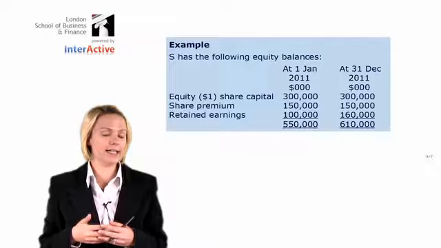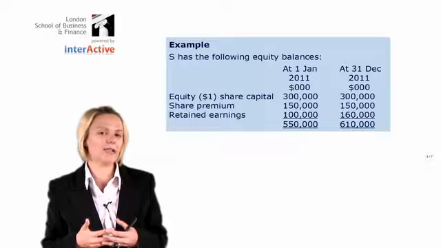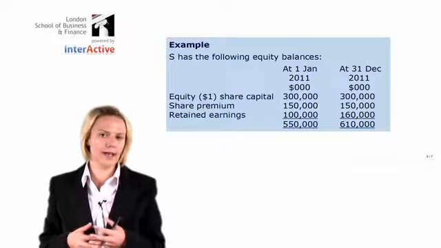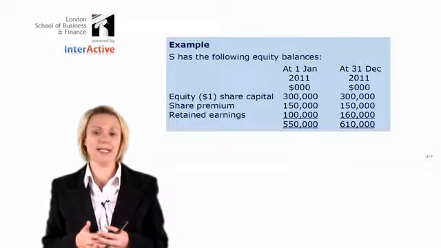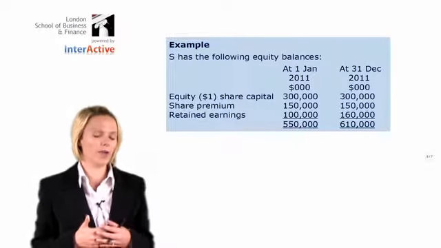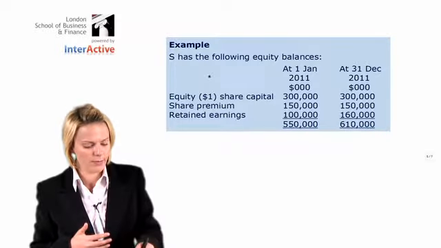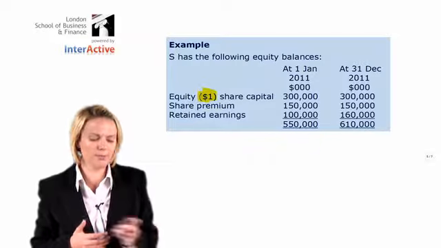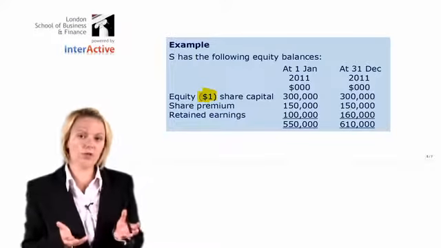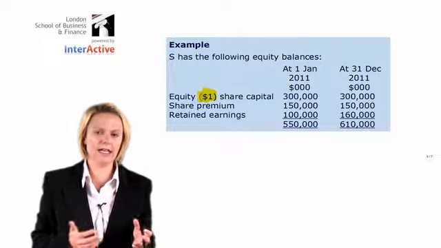So now let's take a look at an example where we need to think about fair values when we're thinking about calculating subsidiary goodwill. So, S has the following equity balances. At the 1st of January 2011 and at the 31st of December 2011, we can see we have the following equity balances. Equity $1 share capital, we see then that the $1 would be the par value, share premium and retained earnings. These are all the equity balances of S at two dates, at the start of the year and at the end of the year.